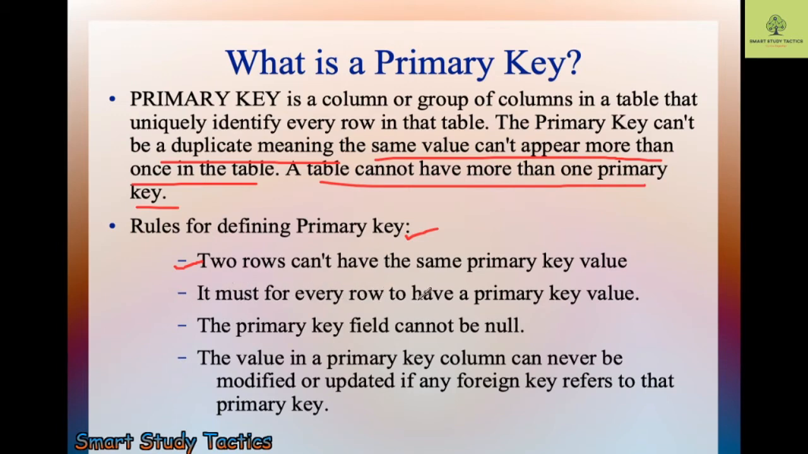Every row must have a primary key value. When you design the table, each and every row must be uniquely identified and not repeated. The primary key field cannot be null. You cannot leave it empty; you have to fill in some details there. The value in a primary key column can never be modified or updated, and only a foreign key refers to a primary key. So the main thing is that you cannot modify the details. Once you have created the primary key, it will remain as it is.